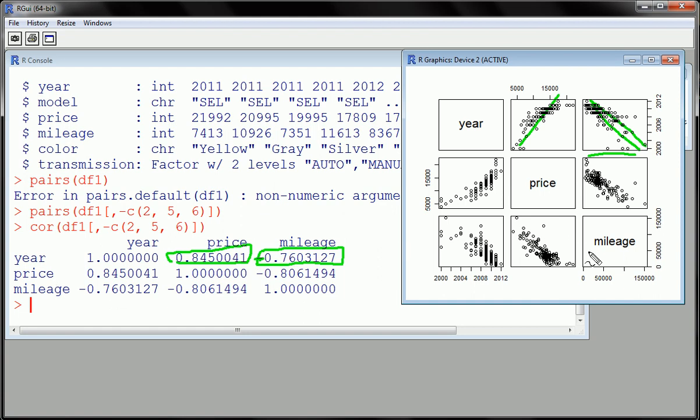Finally, what happened as mileage increased to price? Well, as mileage increased, price decreased. And that's this one right here. So mileage and price, negative, pretty strong. Okay, so the scatterplot matrix with the correlation matrix together can start painting a kind of picture of how our numerical variables are correlated to each other or related to each other more generally.